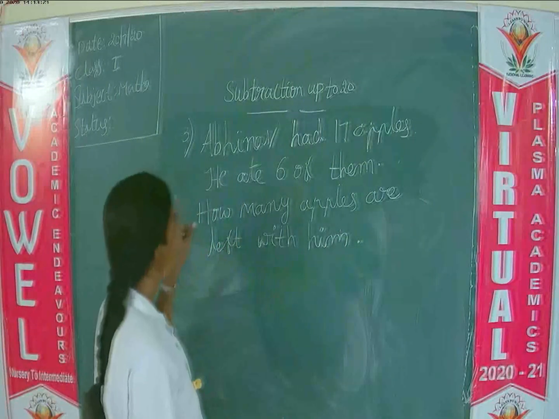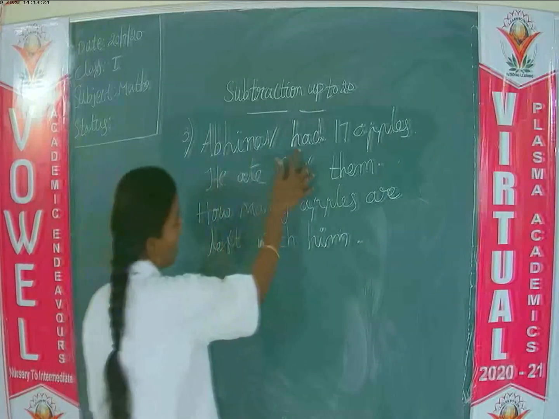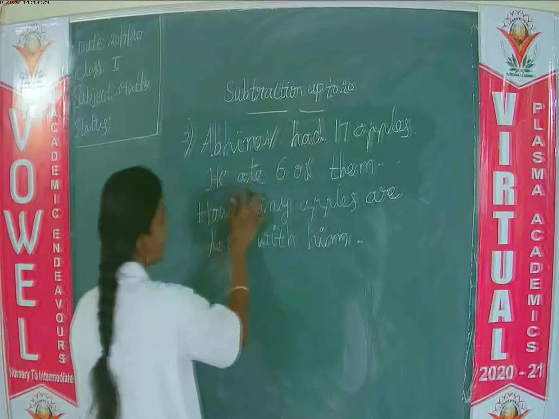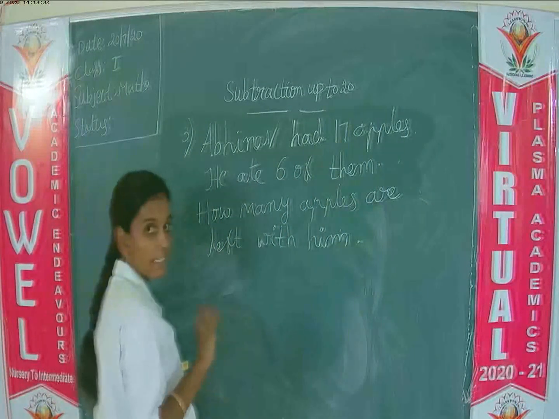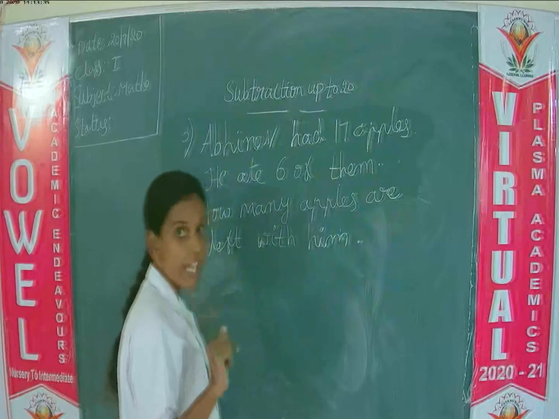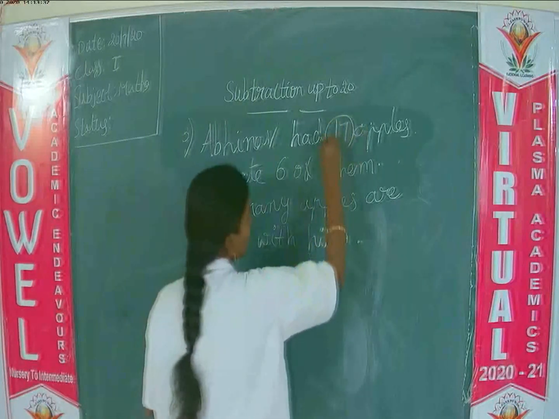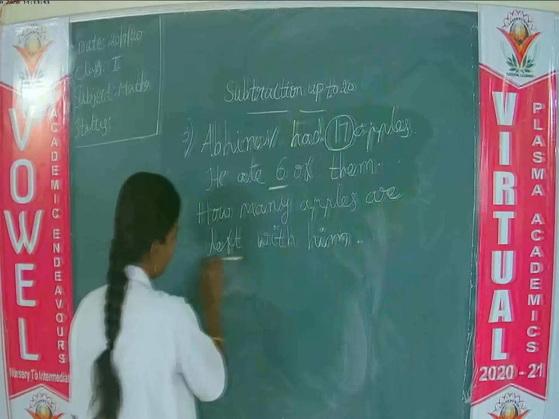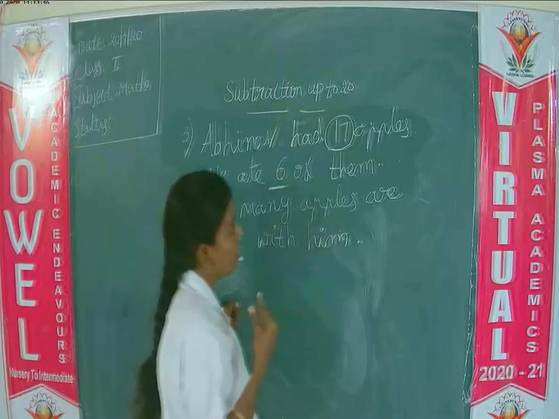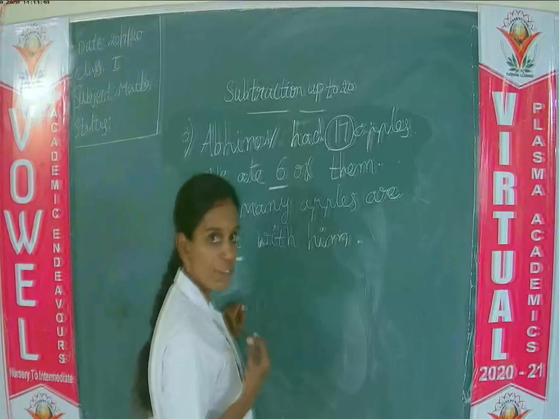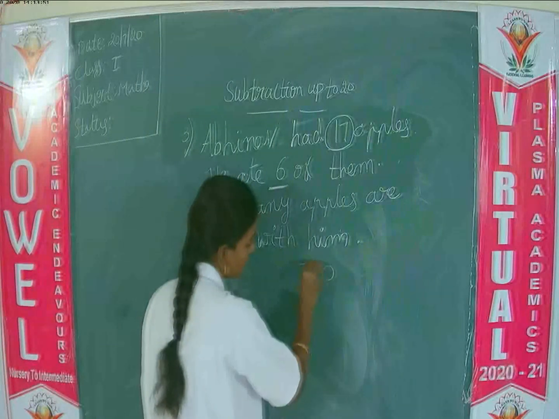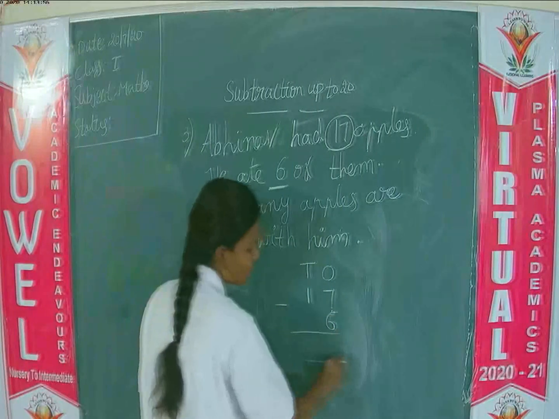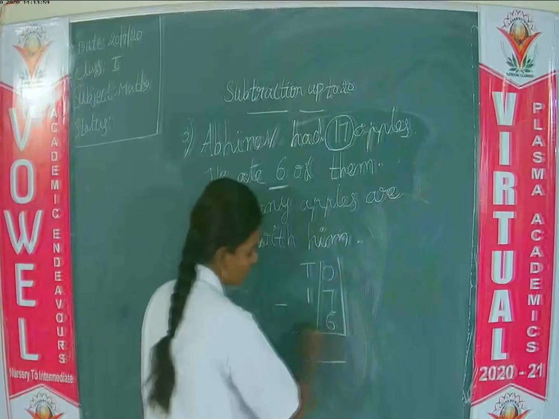See children, again read the word problem. Abhinav had 17 apples. He ate 6 of them. He is having 17 apples. In that 6 he ate. Now how many apples are left with him? If he ate 6 apples in that 17, how many are left over? Shall we do subtraction? Take the 2-digit number 17 and he ate 6 in that.